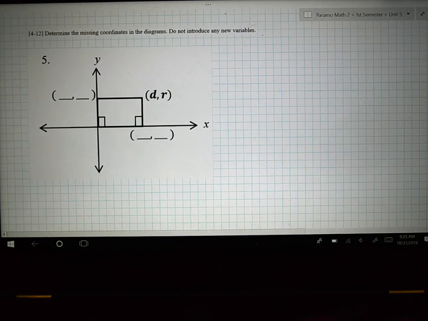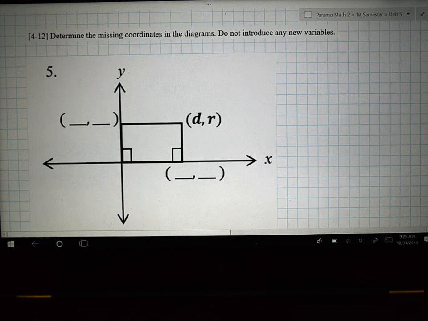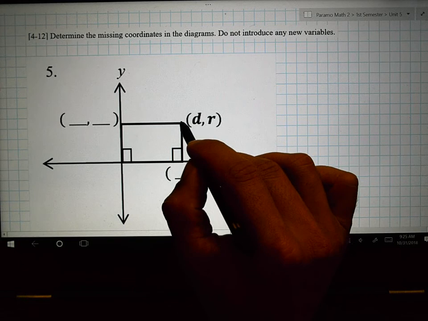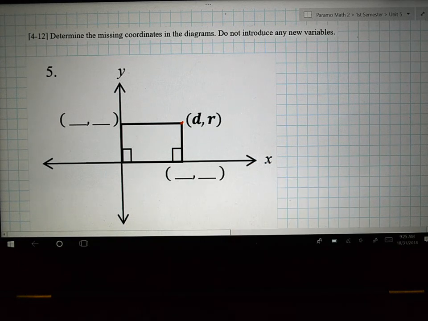Number 5. Determine the missing coordinates in the diagram. Do not introduce any new variables. All we know is this location right here. This corner is at D, comma, R. That's it. That's all they give you.